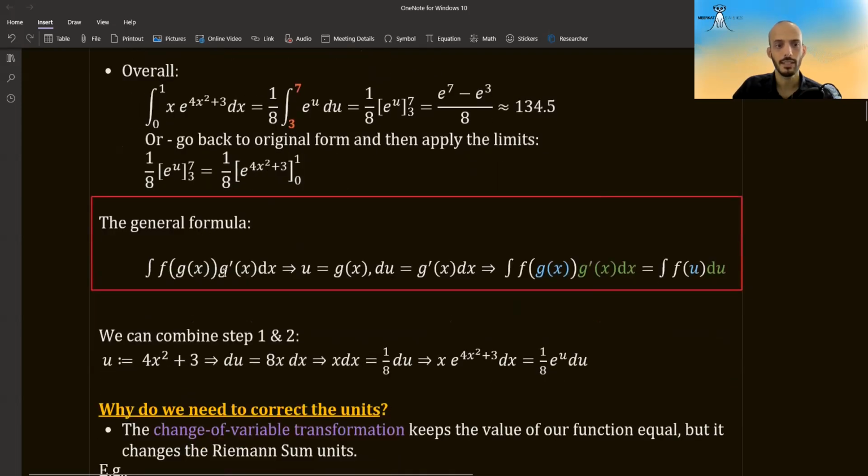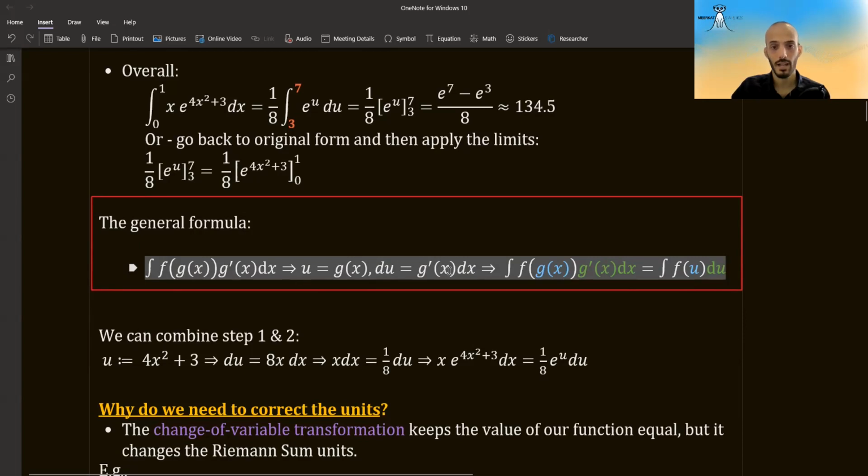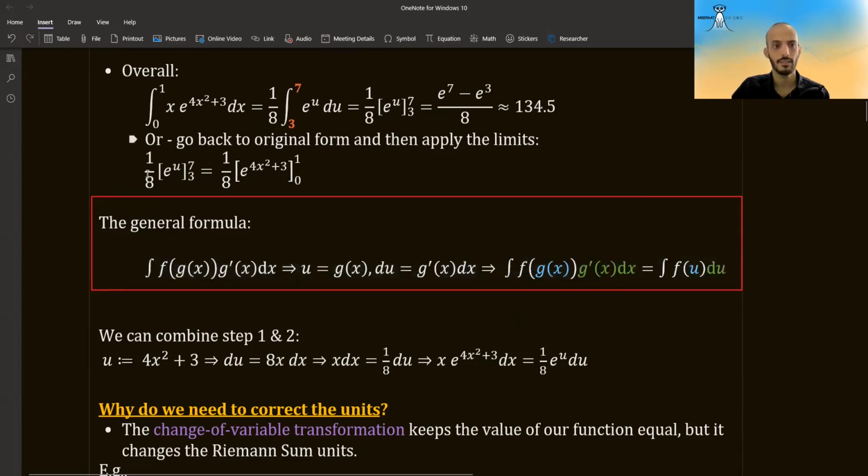So the general formula for one dimension is: if you decide to call g of x u, then du will be g prime of x dx, and then you have to replace all the g of x's with u and this thing over here with du. Okay, so this is the general formula.